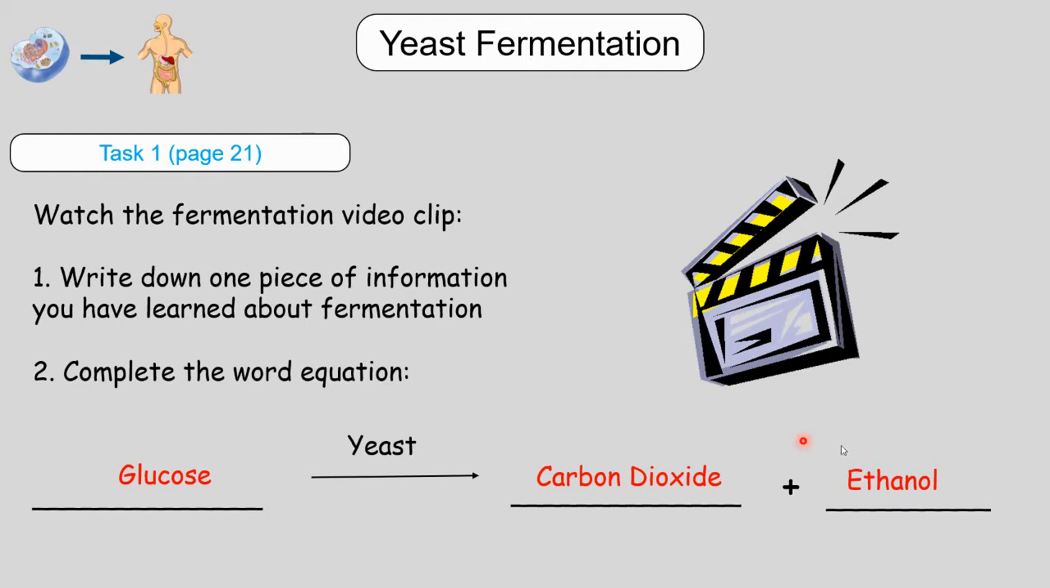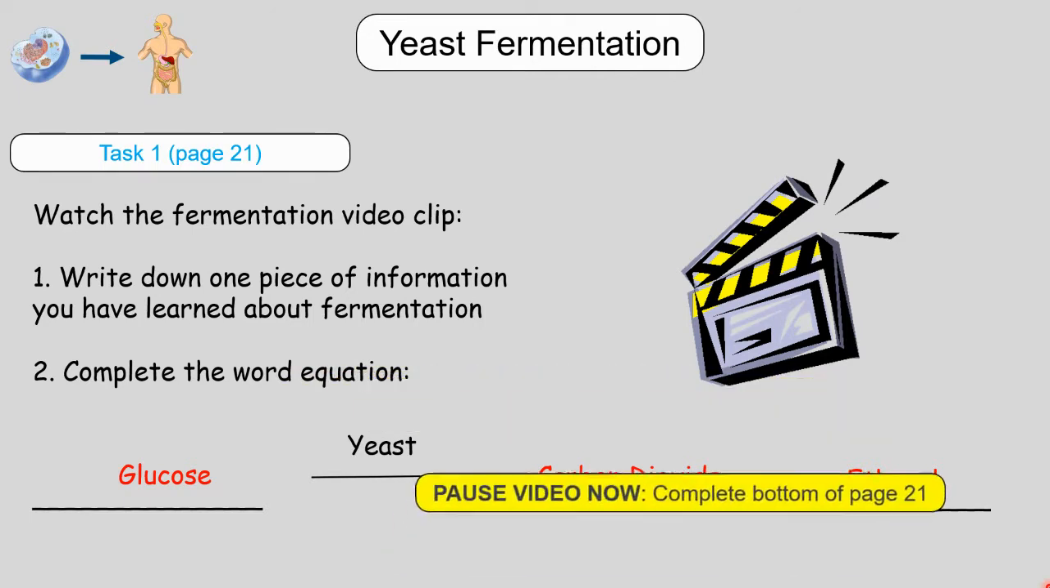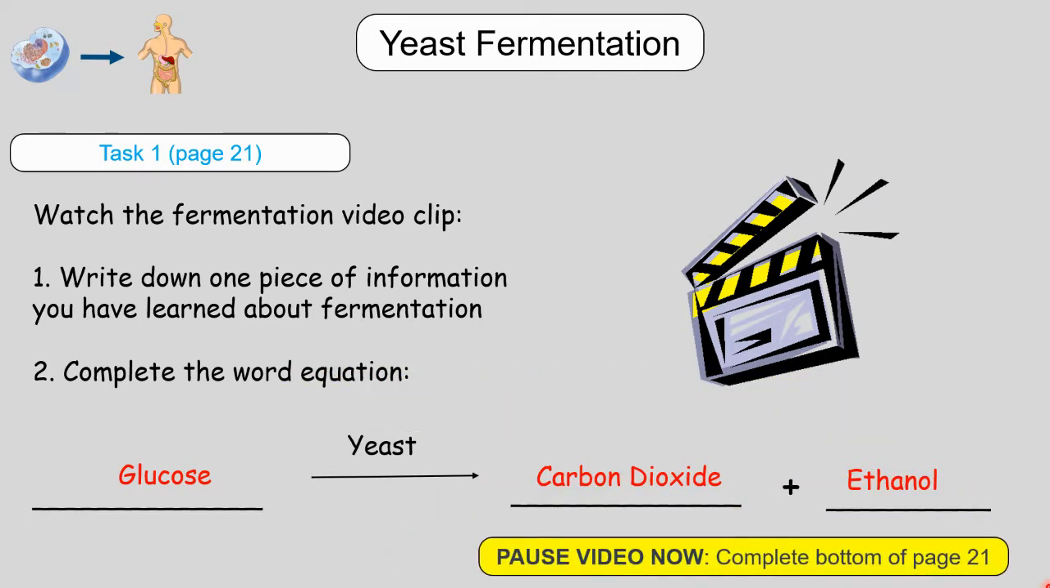Now, these ones over here, you can write them the other way around if you want to. You could have ethanol here and carbon dioxide here. As long as both of these are on the right-hand side of the arrow and you've got glucose on the left-hand side of the arrow, then that's fine. If you haven't completed that, or if you need to correct some work, pause the video now while you finish page 21 and then restart the video.